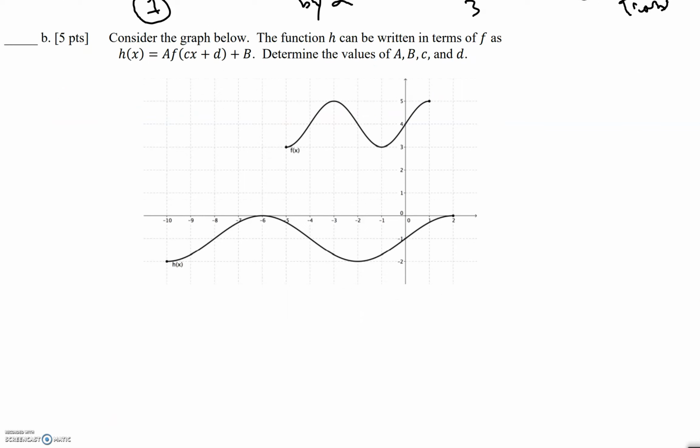which says, consider the graph below. The function h can be written in terms of f as h of x equals a times f of cx plus d plus b. Determine the values of a, b, c, and d. So that's sort of a scary looking question, but the basic idea is how do we take the upper function and turn it into the lower function? So the upper, this one, and turn it into this one, okay?